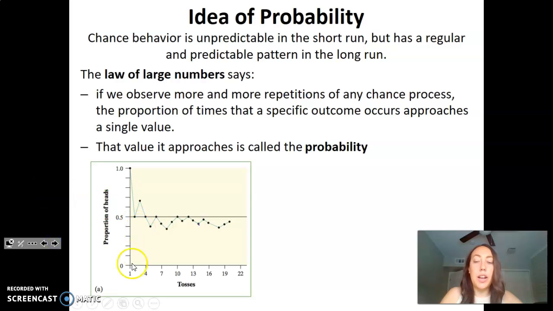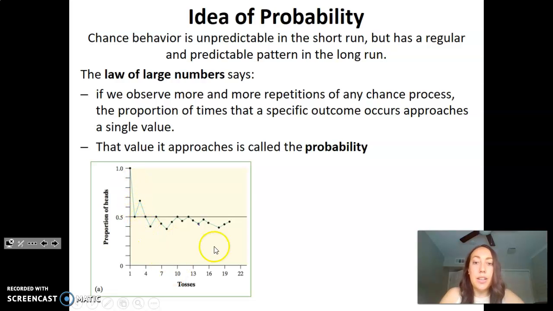Same idea here. Here we have coin tosses. Everybody knows that probability of flipping heads is 50-50. But of course, if you did it 5 or 10 times, you may not see exactly 50% of the time, right? If you flip a coin 10 times, you might see heads every single time. That's because probability is unpredictable in the short run.